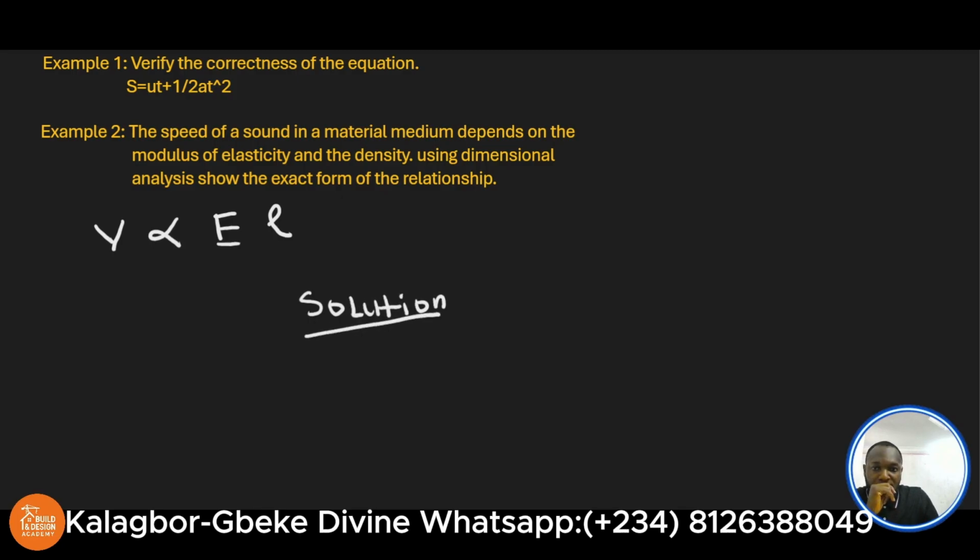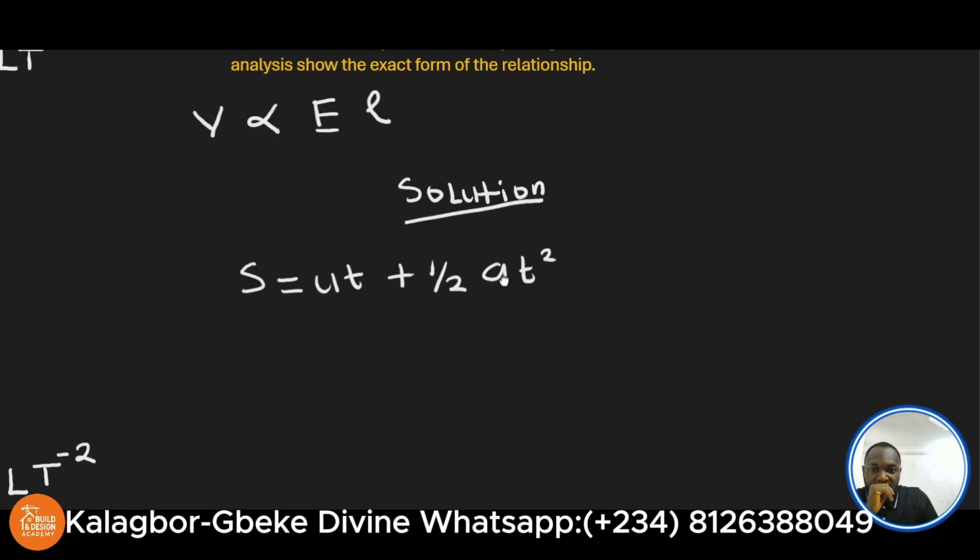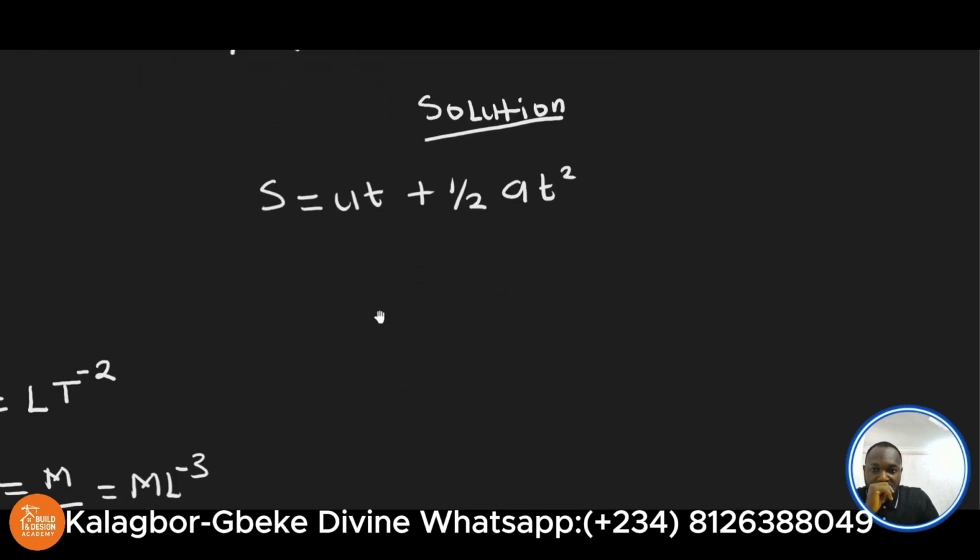Our solution to be what? We say that S is equal to what? UT plus what? Half AT square. So, checking if it's dimensionally correct, S is the distance covered, and distance is what? L, which is equal to U.